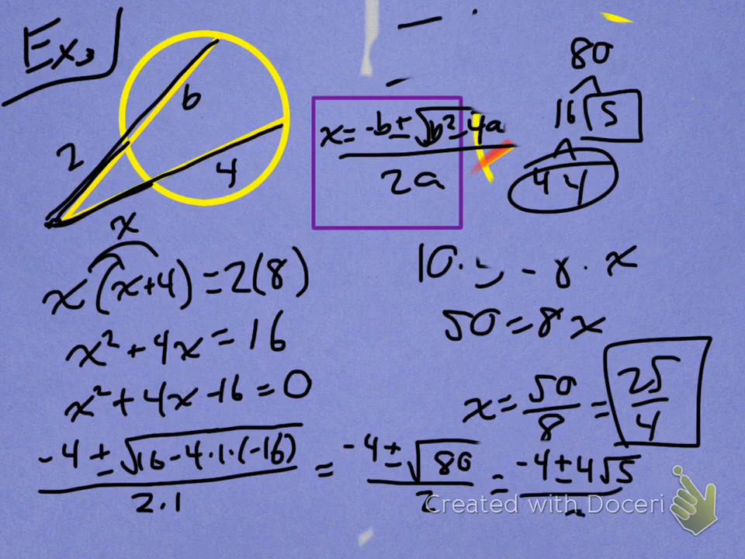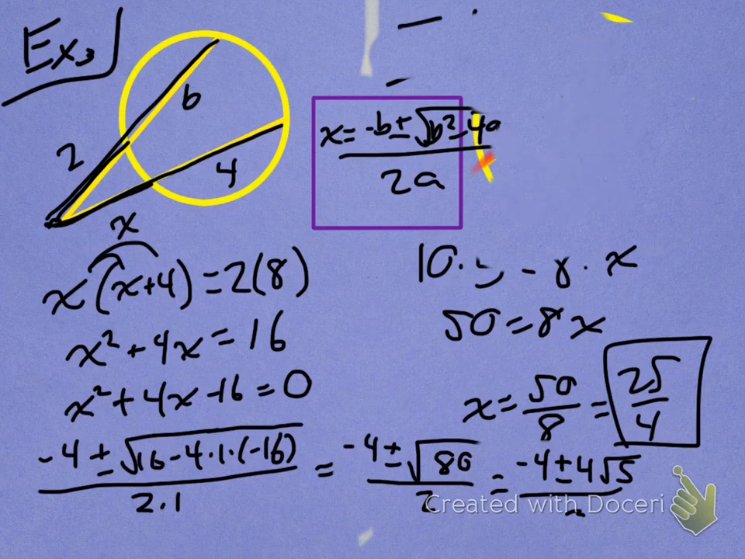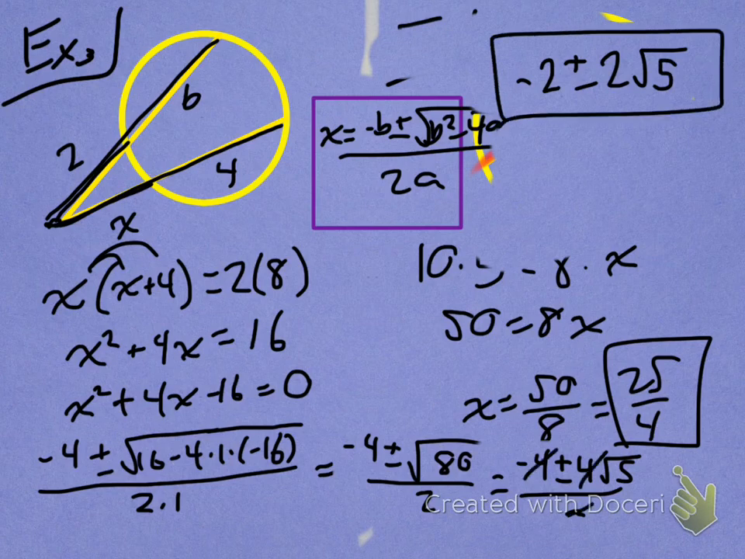I can divide each thing by 2, leaving me with, and ta-da, the answer would be negative 2 plus or minus 2 rad 5, right? Dividing each of these terms by 2. And this would be your answer. So sometimes algebra can come into play here, right? It can be a little tricky. Anyway, there's a couple more examples.